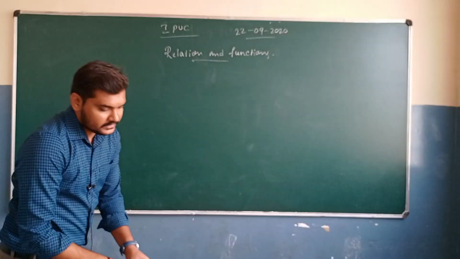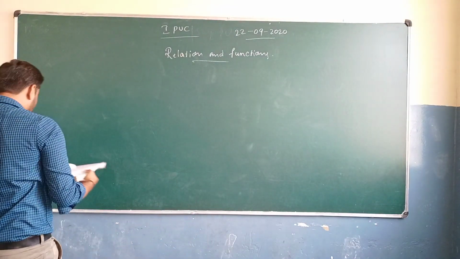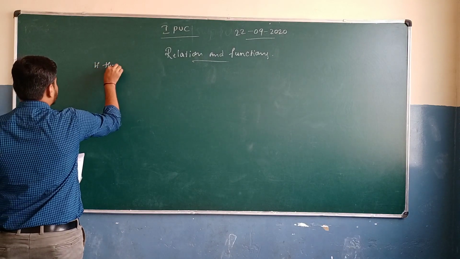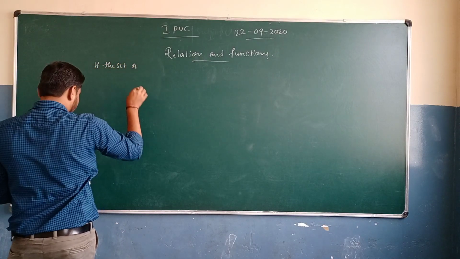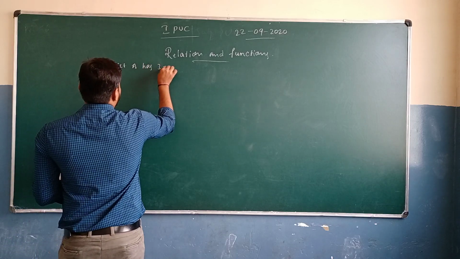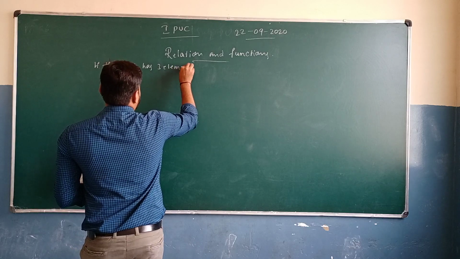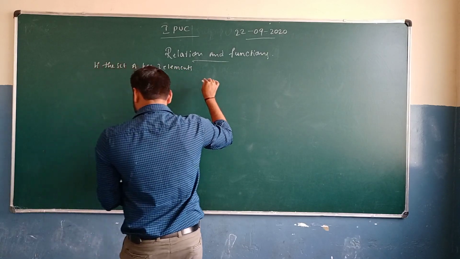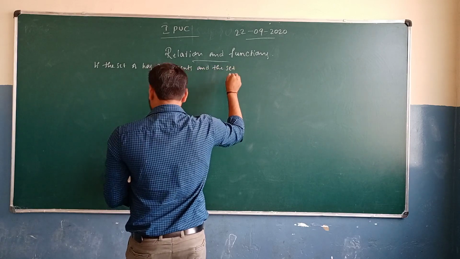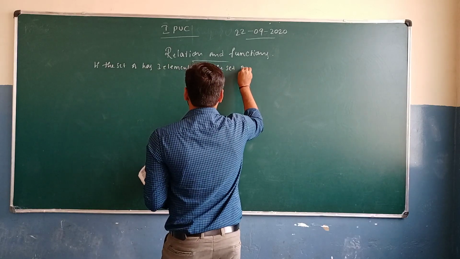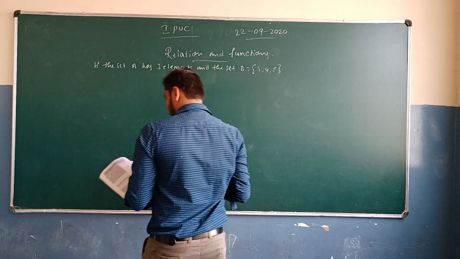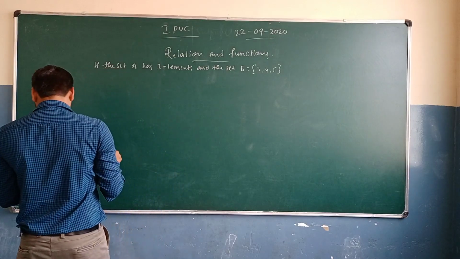Okay. So next is the next problem. In a set A, if the set A has three elements, and the set B is equal to {3, 4, 5}, then find the number of elements in A cross B.